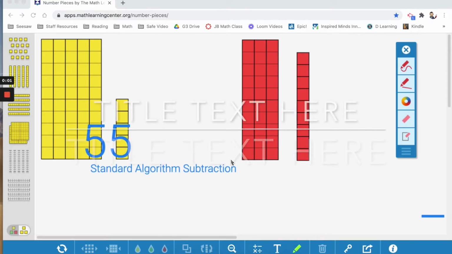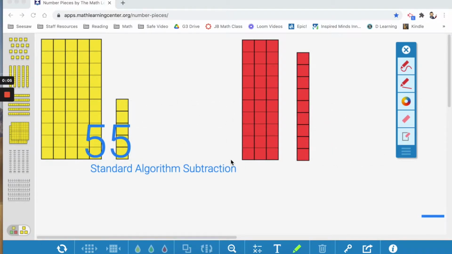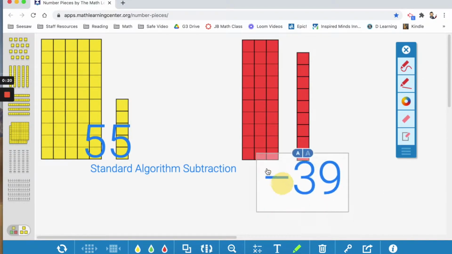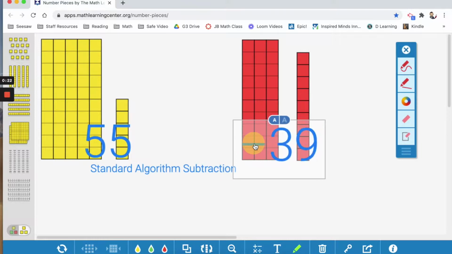Today we're going to show you the standard algorithm in subtraction. We're going to show you using base 10 as a visual. So first of all, we're going to start with the number 55. You can see I have 5 10s here and 5 1s. Over here I have 3 10s and 9 1s. I indicated it in red because that's the amount that I'm going to be taking away. So that would be 39.